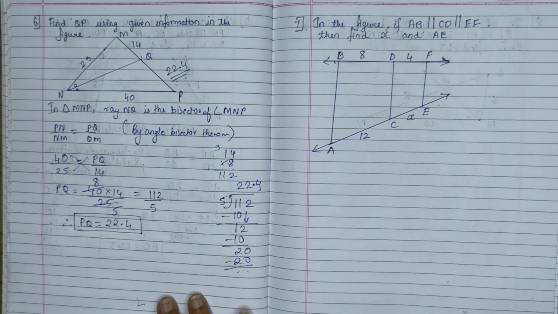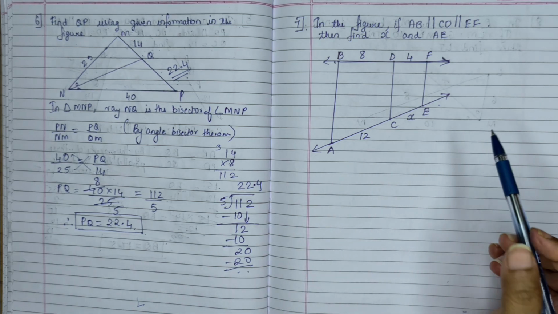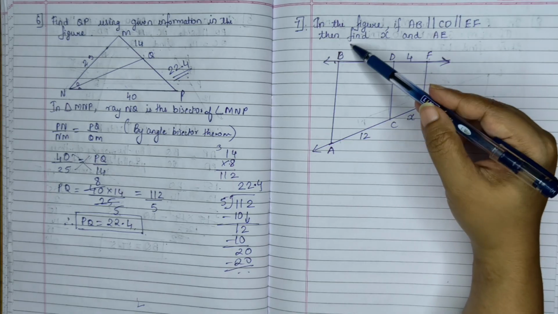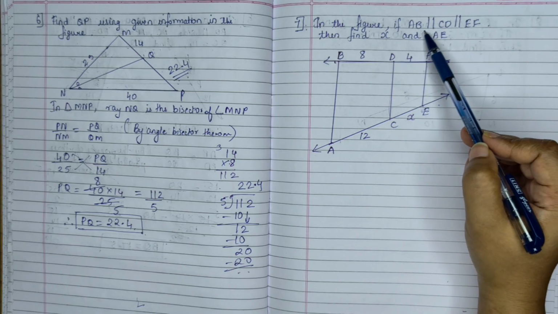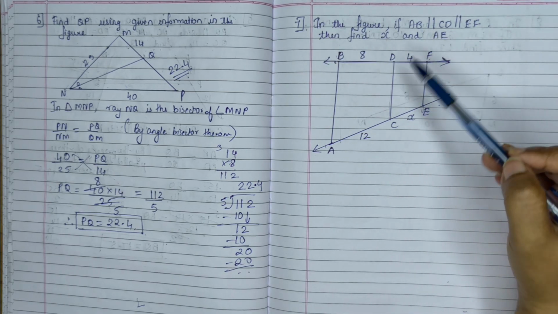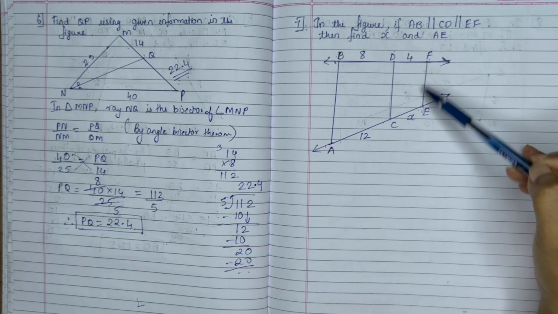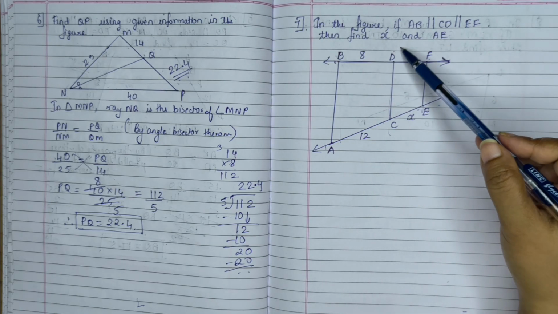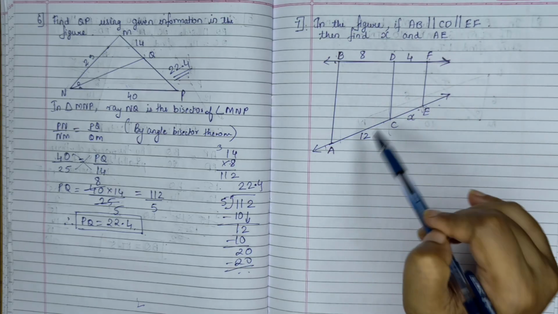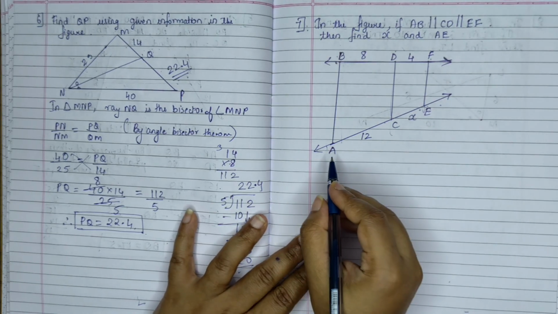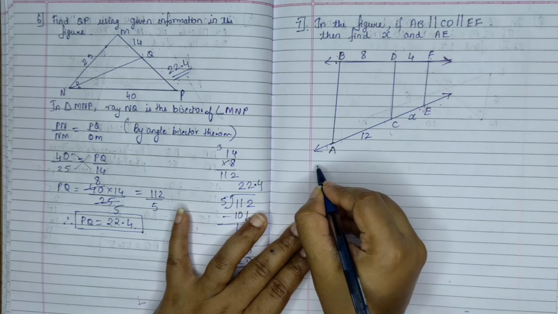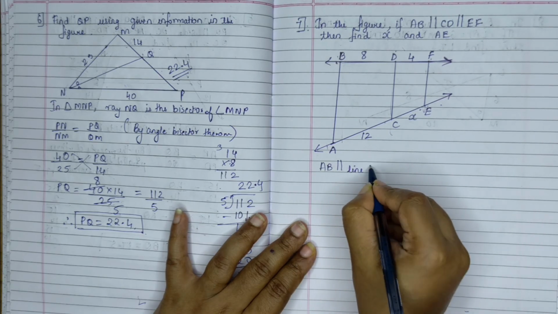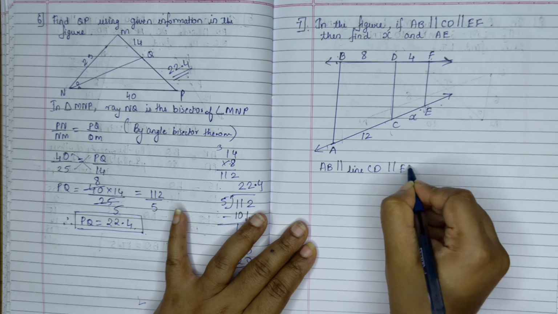Now see the seventh sum. I had explained the property of 3 parallel lines. So you can see these lines are parallel here. They have given also over here AB is parallel to CD is parallel to EF. Okay, it's given in the figure. So what is given, we will write that first. AB is parallel to line CD is parallel to line EF.